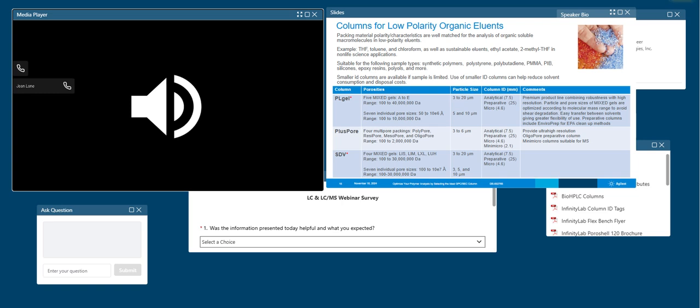The styrene divinylbenzene product family also offers packings of different particle and pore sizes available in linear and individual pore packings covering a wide molecular weight range. Where there is an asterisk, for example with PLgel and SDV, there are select columns that are recommended if you want to use them with light scattering detectors. These columns are made to minimize startup time for use with light scattering detectors.